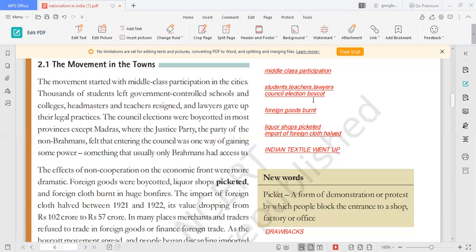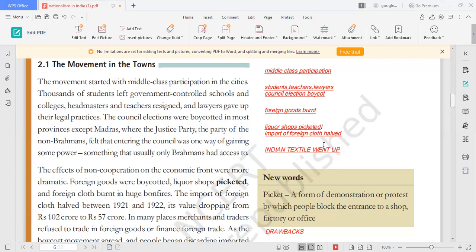So foreign trade almost stopped. Because of this, the import of foreign goods had dropped to half. I mean, from 102 crores to 57 crore. Half, only 50% of the import had been dropped. It was a great drawback to the British government.